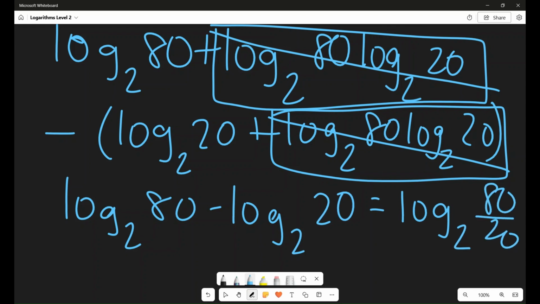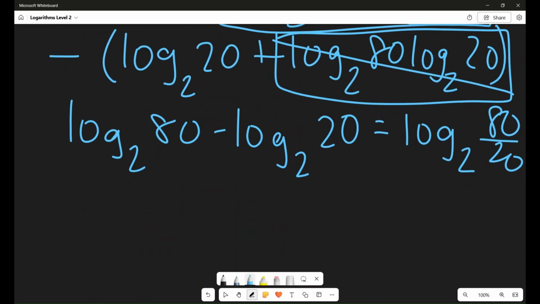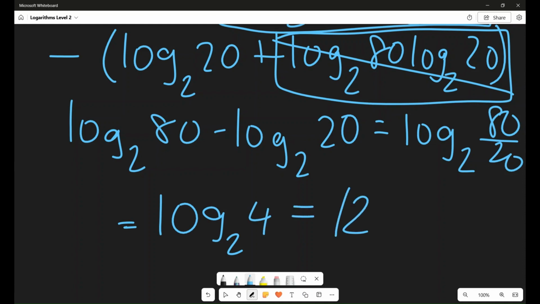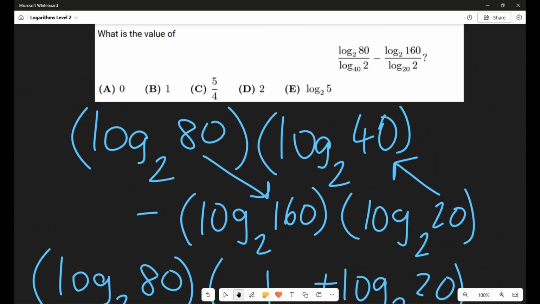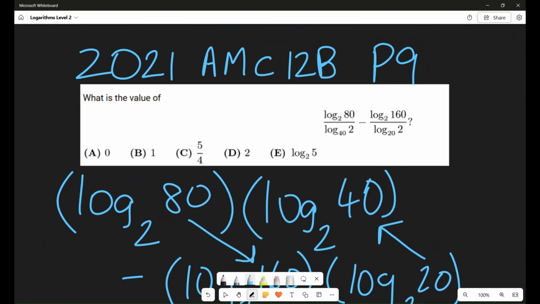And remember this property, when we subtract two logarithms with the same base, we can just divide the numbers that we are taking the log of. And obviously 80 over 20 is 4. So log base 2 of 4 is just our answer, and that is 2. So we can go back to the question, and we see that that's option D.